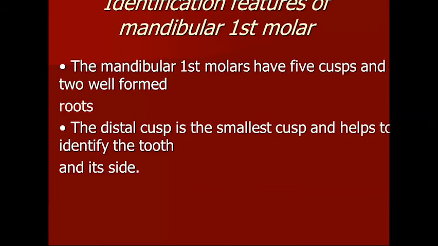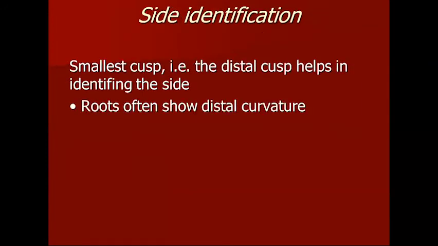Identification features of mandibular first molar. The mandibular first molars have five cusps and two well-formed roots. Distal cusp is the smallest cusp and helps to identify the tooth and its sides. Side identification: the smallest cusp, that is the distal cusp, helps in identifying the side. Roots often show distal curvature.